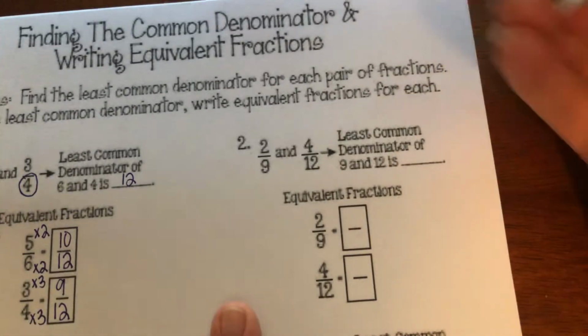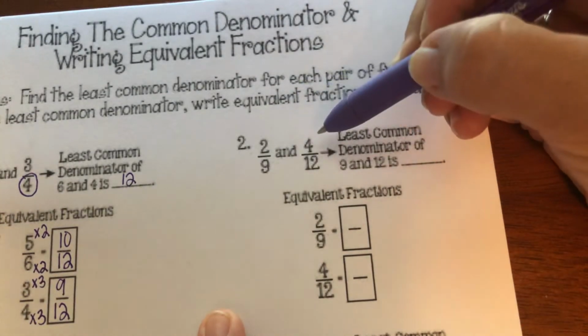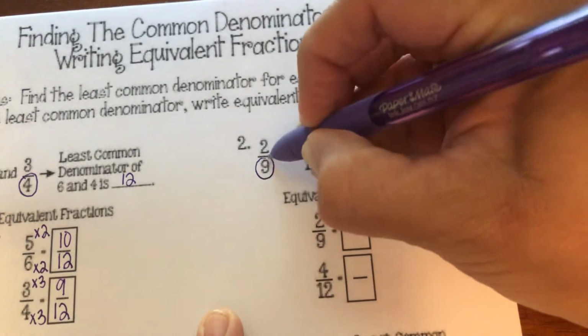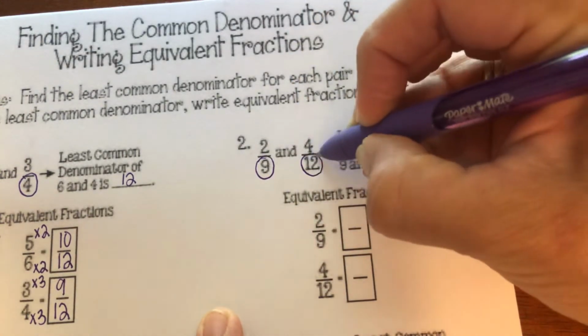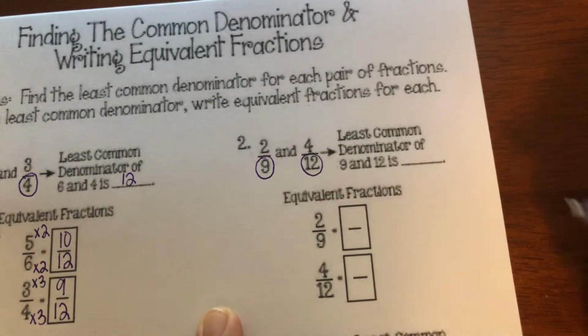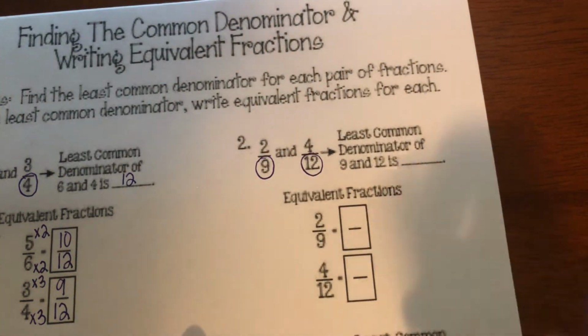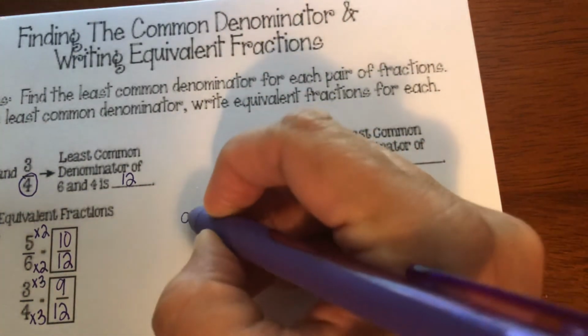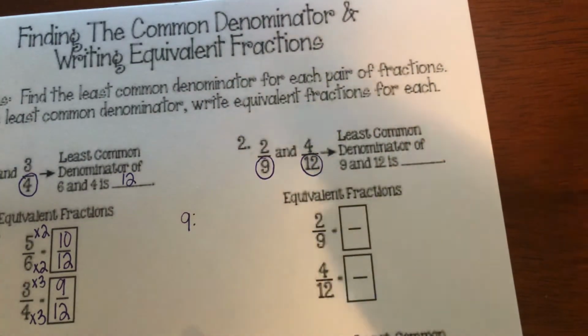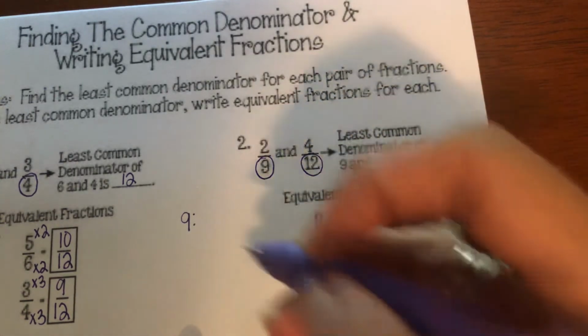All right, so let's move on to number 2. So we have 2/9 and 4/12. So we are needing to find a common denominator for 9 and 12. So we're going to go through and we're going to start listing the multiples of 9 and the multiples of 12. And I'm going to start with 9, and while I'm listing these multiples, I want to be thinking, are any of these also multiples of 12?